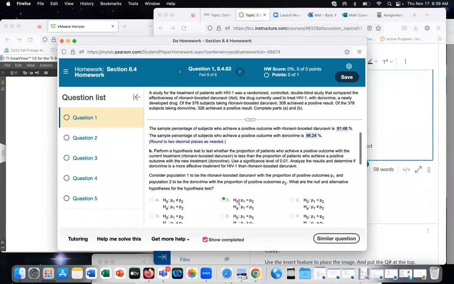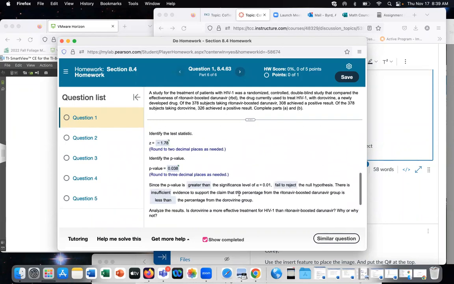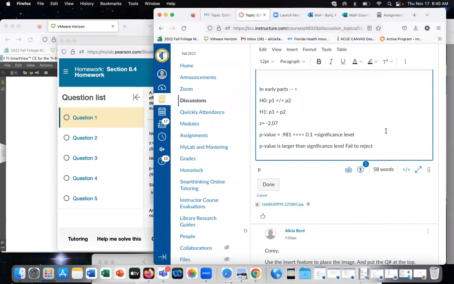So that means the null hypothesis, in this case, there's not an indication. There's insufficient evidence to support the claim that the percentage is less than. Whatever you're trying to say, you can't prove it based on the data that you're given. So you fail to reject the null hypothesis, and that means there is insufficient evidence.